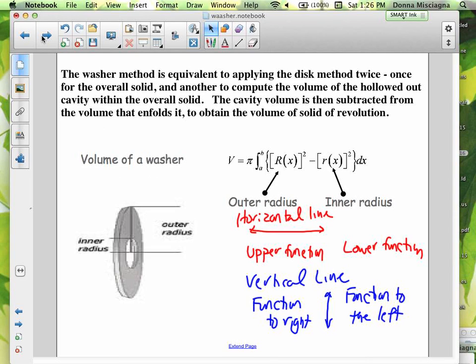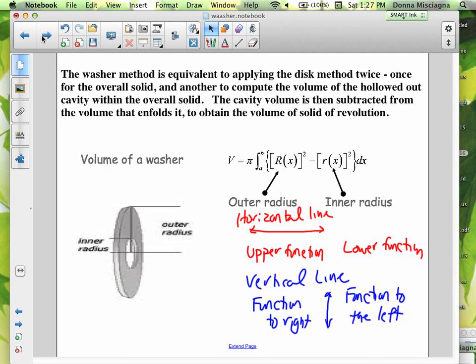So the washer method is equivalent to applying the disk method twice, once for the overall solid and another to compute the volume of the hollowed out cavity within the overall solid. The cavity volume is then subtracted from the volume that enfolds it to obtain the volume of the solid of revolution.